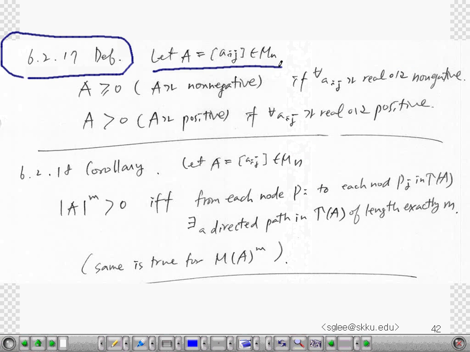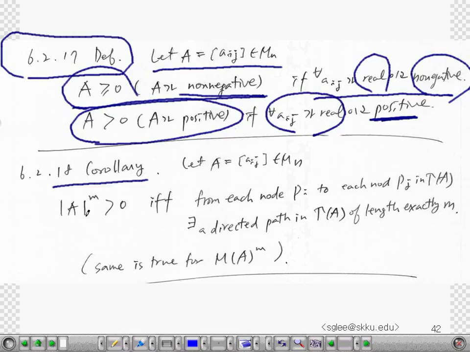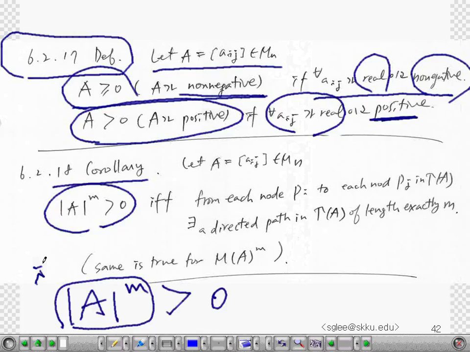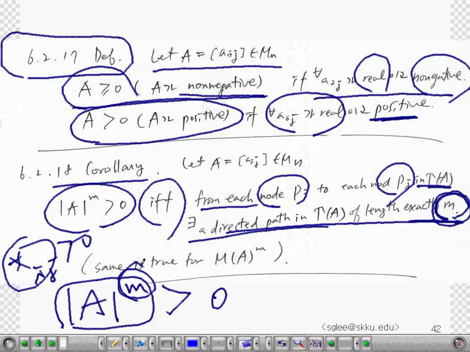With that, we can do lots of things. If all entries are real and non-negative, we call it a non-negative matrix. If all entries are real and positive, then we call that matrix positive. Here's the corollary. Suppose the m-th power of the absolute value of the matrix is positive, meaning all entries of the m-th power are positive, if and only if for each pair of nodes Pi to Pj in gamma of A, there exists a directed path of length exactly m. Here m comes from the power m. This corollary does not work only for the matrix itself or the cube; it works for all m.